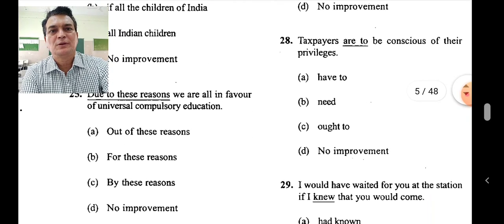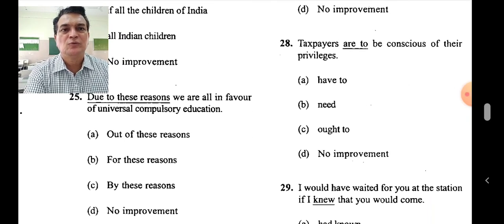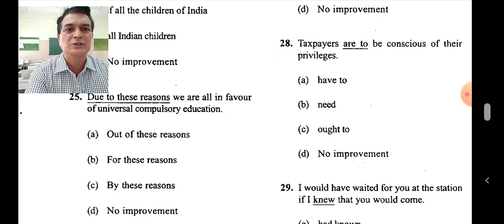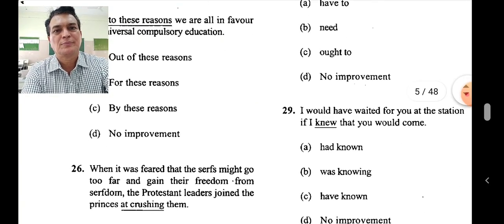25th. Due to these reasons, we are all in favor of universal compulsory education. Out of these reasons, for these reasons, by these reasons, no improvement.